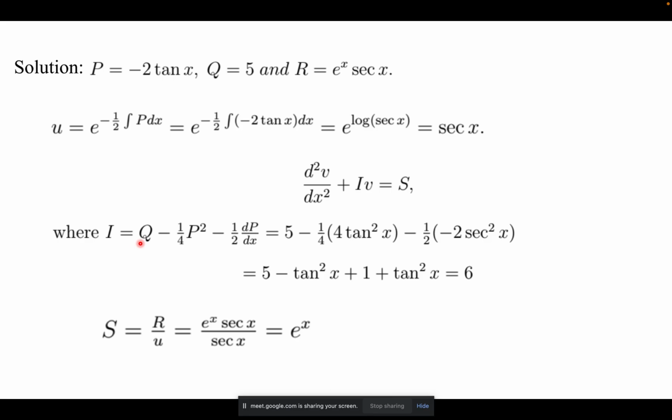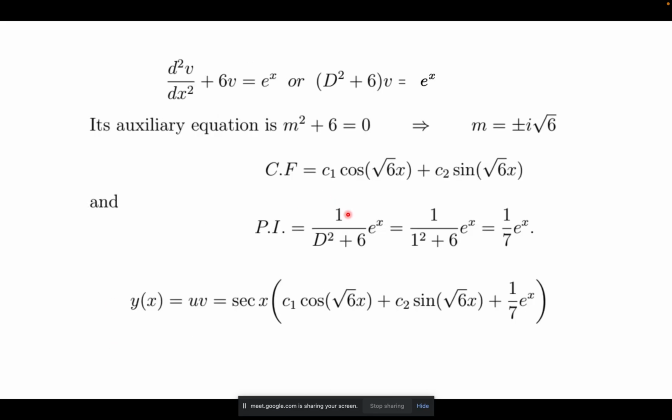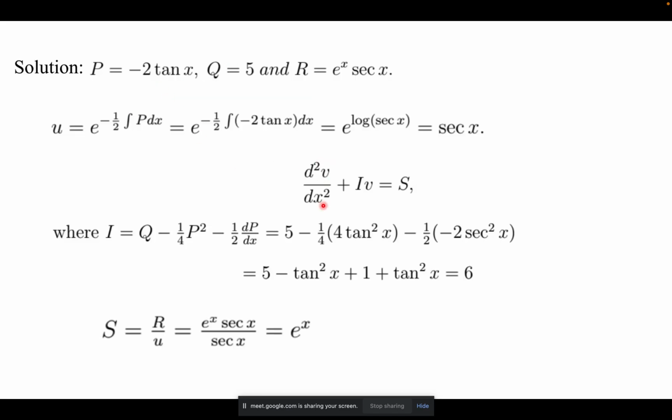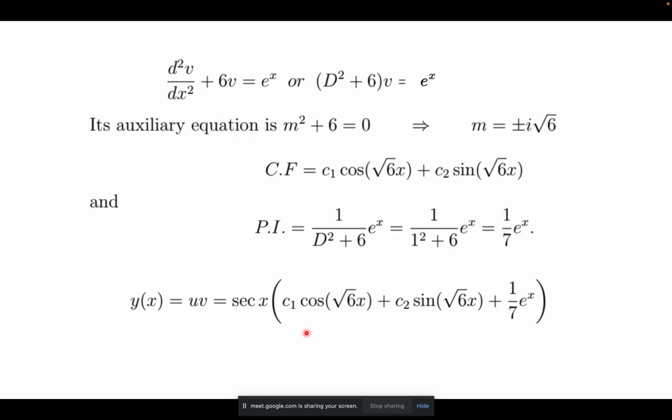If I put the values of I and s in the normal form of the differential equation, I will have this type of differential equation. I have d square v by dx square plus 6 times v, because my I is 6, is equal to s, where s is e power x. So you have d square v by dx square plus 6v is equal to e power x, right? Or you can write this equation in the form d square plus 6 times v is equal to e power x, where d is d over dx. And now it's very easy again to solve this differential equation.